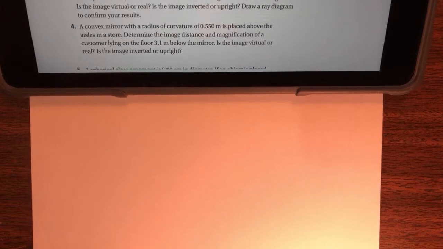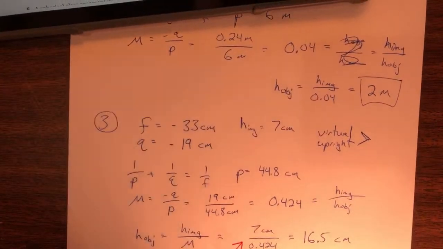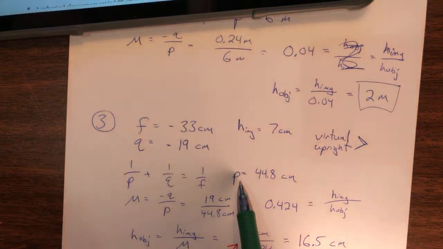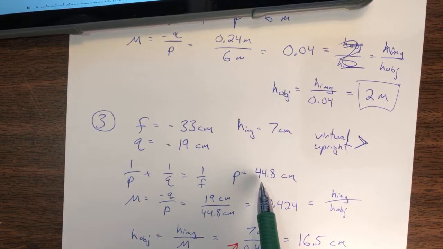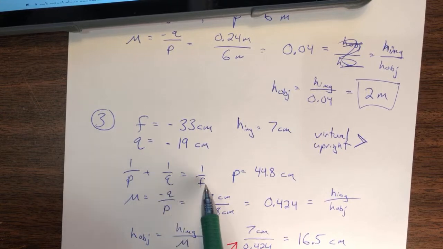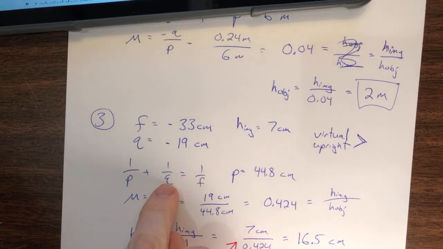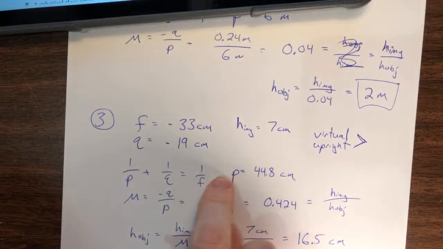Number 4, another convex mirror question. So in the initial question for p, one of the values always has to be positive in the calculator. Yeah, I think I know what you're saying, and I think the answer is yes, because when you're initially calculating p here, first of all, p must be positive, and secondly, both of these numbers are going to be negative, right? Your f is going to be negative, your q is going to be negative, but you're going to bring your 1 over q to this side.